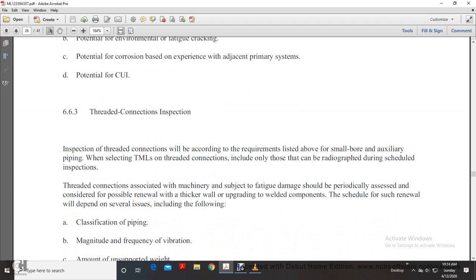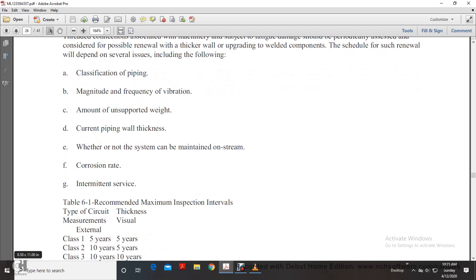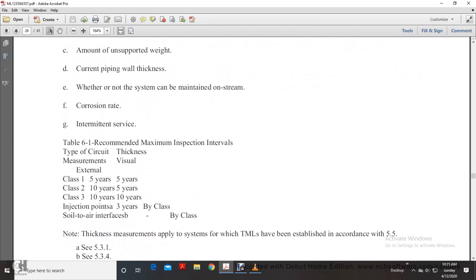Inspection of threaded connections should conform with the requirements listed above for small bore auxiliary piping, with selected thickness measurement locations of threaded connections, including only those with radiography during scheduled inspection. Threaded connections associated with machinery subject to failure, fatigue, or damage should be periodically assessed, with consideration of possible renewal with thick wall or upgrading to welded components. Scheduling such renewal will depend on several issues: classification, pipe, the magnitude and frequency of vibration, the amount of unsupported weight, current piping wall thickness, whether or not the system can be obtained on stream, corrosion rate, and intermittent services.